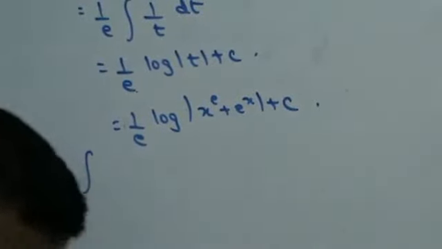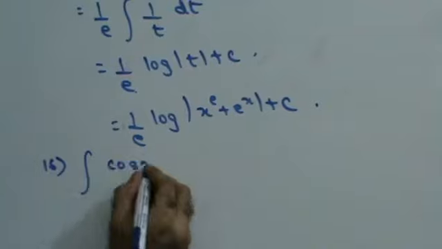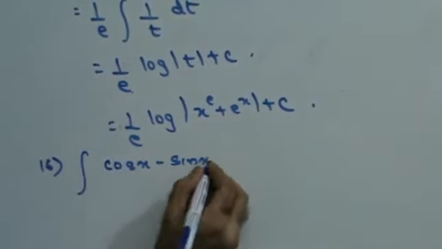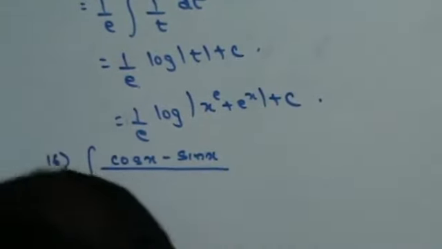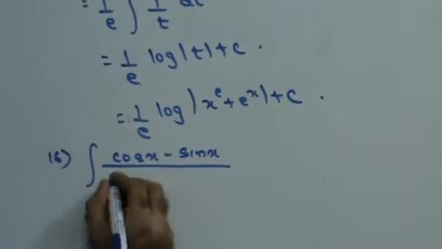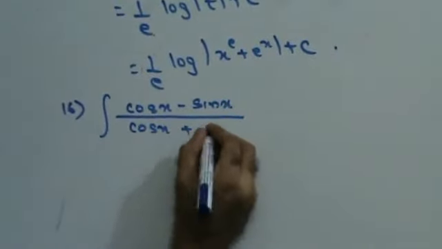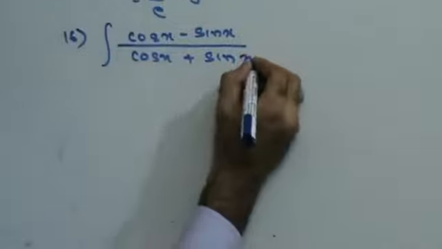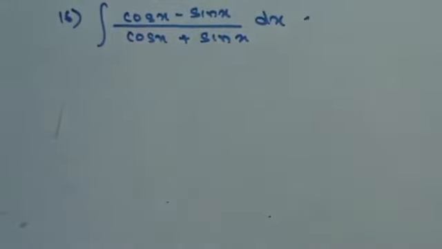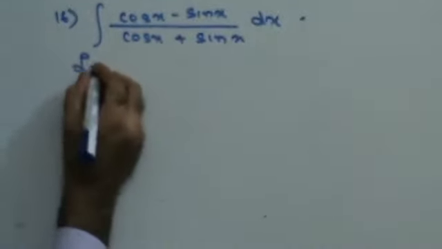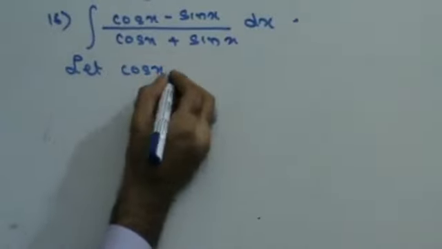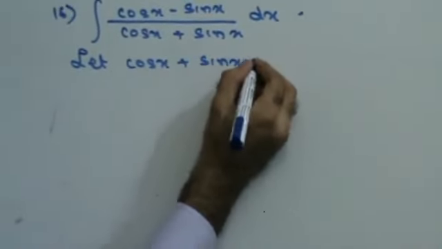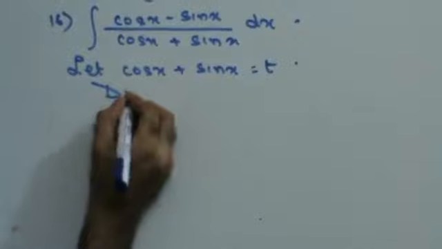Integral of cos x minus sin x upon cos x plus sin x dx. Let the denominator be equal to t. So let cos x plus sin x be equal to t.